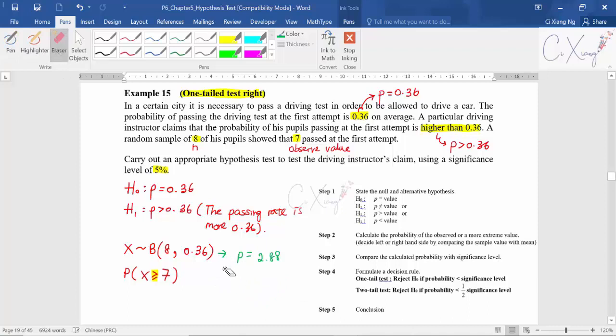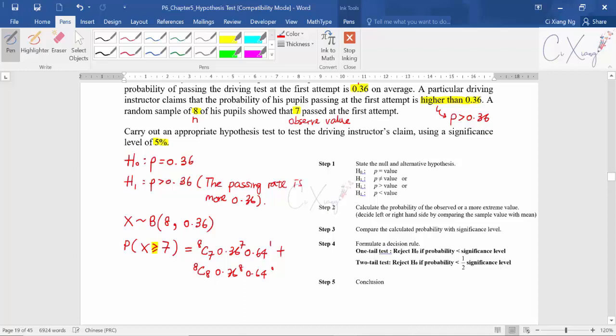Once you know how to calculate the probability for x greater than or equal to 7 using binomial, your total number is 8, so it's very easy. You can straight away apply 8C7 times 0.36 to the power 7 times 0.64 to the power 1, plus 8C8 times 0.36 to the power 8 times 0.64 to the power 0. Then press the calculator and you will get 0.00429. This is your p-value. So I have completed my step 2.